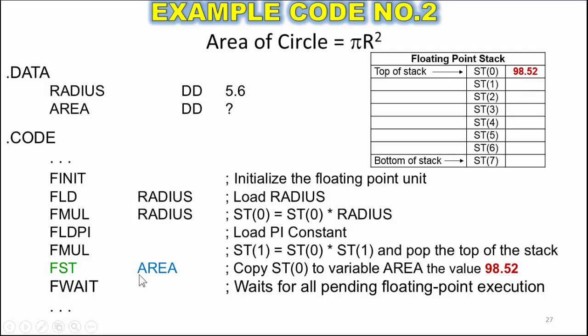The next command, fst area, copies the value of the floating point stack at register ST at index 0 to the variable area. Therefore, the variable area contains the value 98.52.